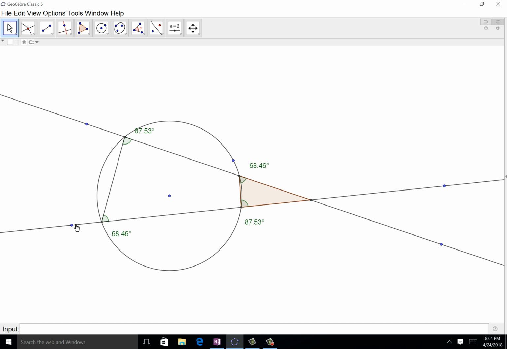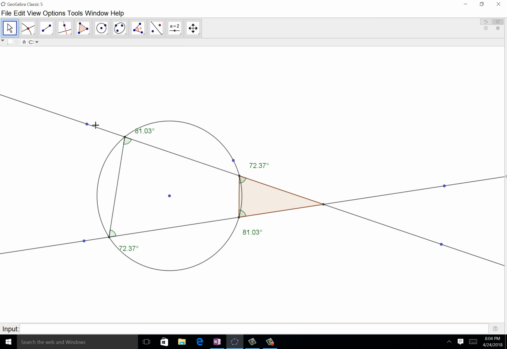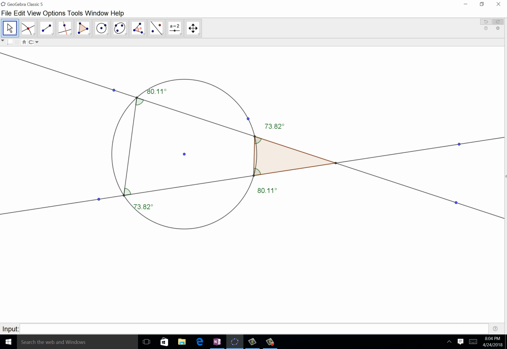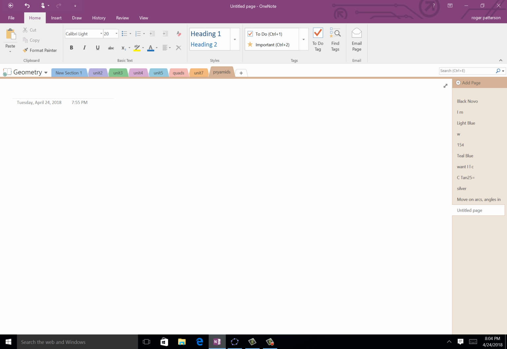And we can dynamically move that around and check to see, hey, does that always hold true? And in actuality it does. So these two triangles are similar, kind of as we suspected. So what does this exactly mean? Well, let's look at this in our notes here for a little bit. I want to go to OneNote and draw this out.